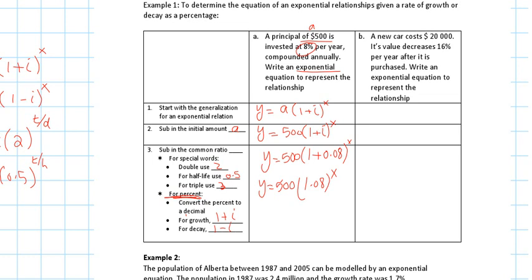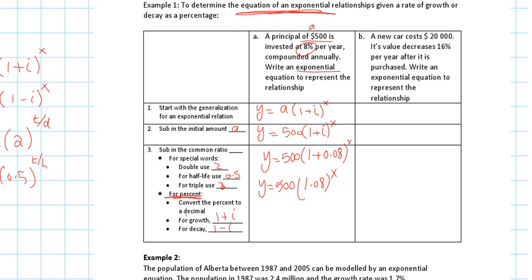Now this is an exponential equation, right? My exponent is a variable, it's a letter, and this is called an exponential equation. Now this question doesn't ask me to solve for anything else, it just says determine the equation of the exponential relation. And this is the equation. I'm done.